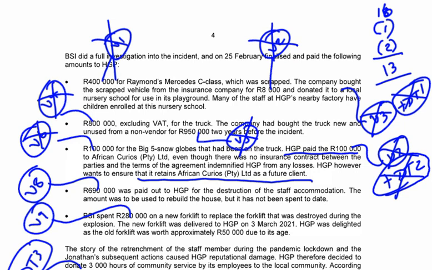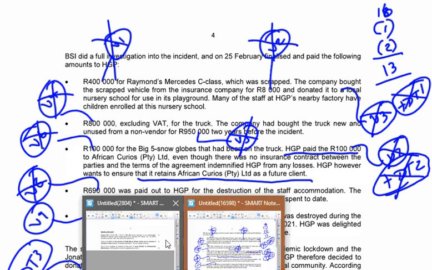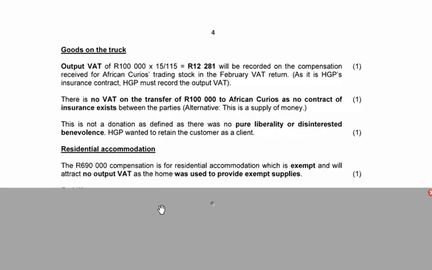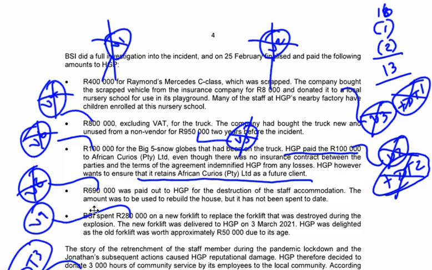690,000 was paid out to HGP for the destruction of the staff accommodation. The amount was used to rebuild a house. Guys, residential accommodation, a simple thing. It's exempt supplies, residential accommodation, therefore there'll be no VAT on it because it's an exempt supply. Moving on. Next thing, number 9.